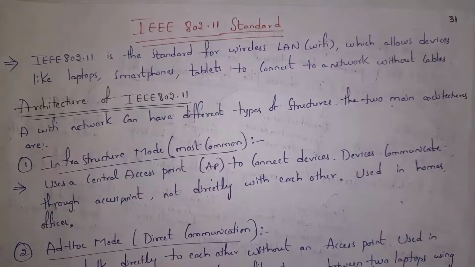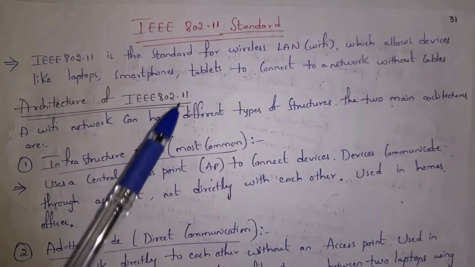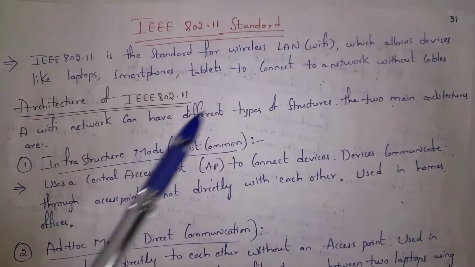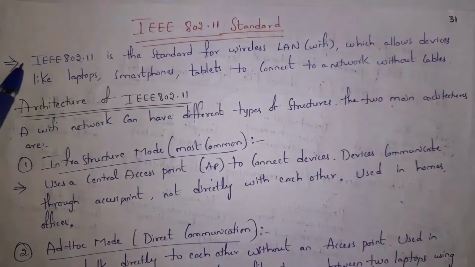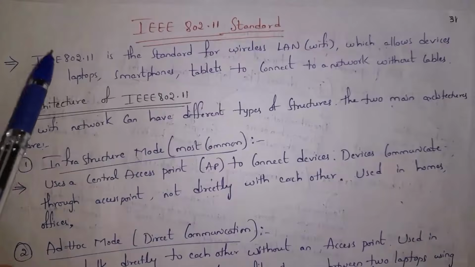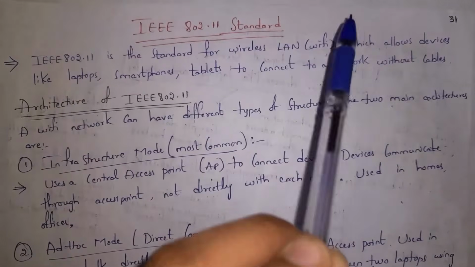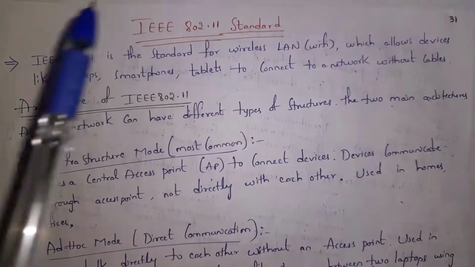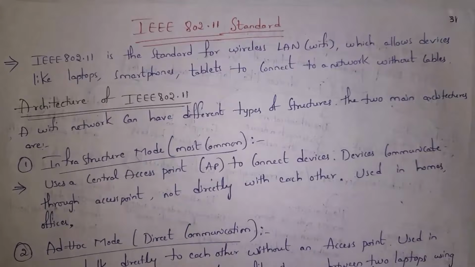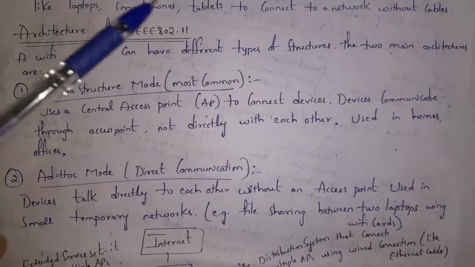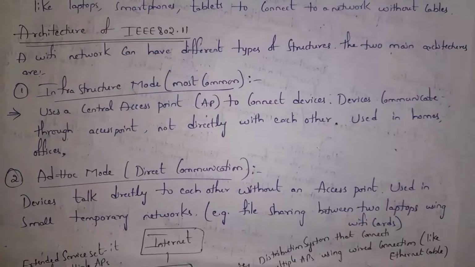For example, if you consider devices like laptops, smartphones and tablets, all these devices work by using Wi-Fi, which is based on the IEEE 802.11 standard. So IEEE 802.11 is the standard for wireless LANs, mainly for Wi-Fi, which allows devices like laptops, smartphones and tablets to connect to a network without cables. Devices can communicate with each other wirelessly. This standard contains two types of architectures. The first one is infrastructure mode and the second one is ad hoc mode.